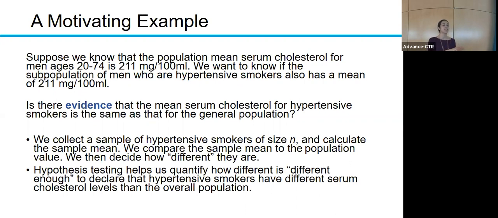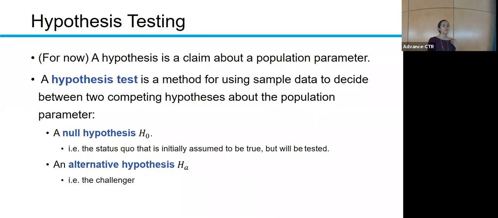For example, if I tell you that in my sample, the mean serum cholesterol level is 210, then some people might say, oh yeah, that's super different than the population average of 211, while other people might say, no, that's the same thing. A hypothesis test is going to allow us to quantify that difference. A hypothesis is essentially a claim about some population parameter. Throughout this talk, I'm going to be focusing on mostly averages.